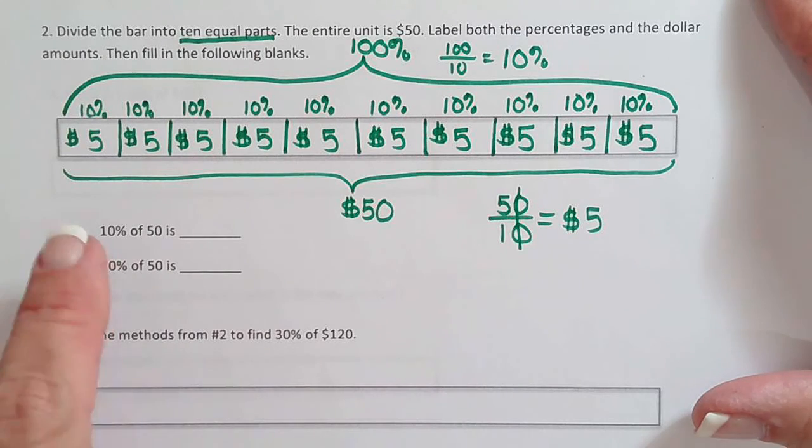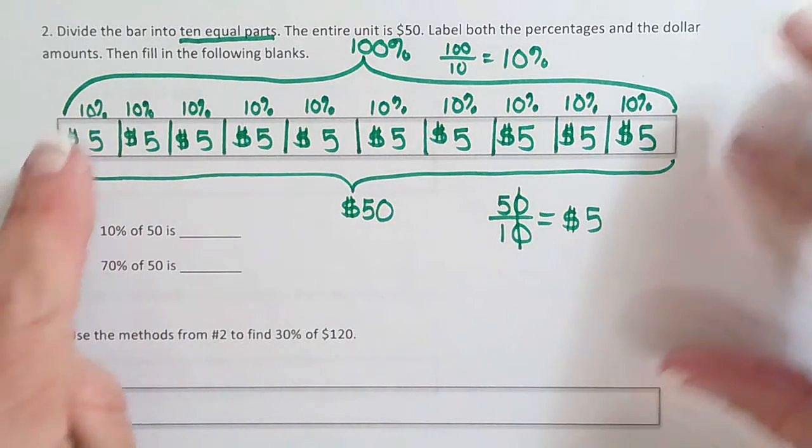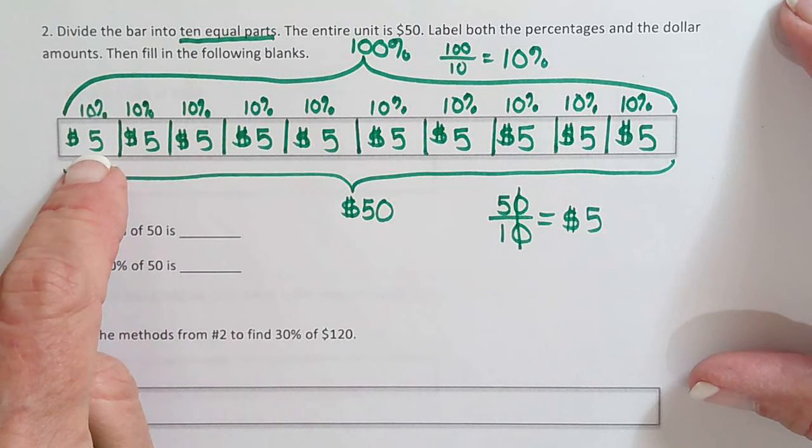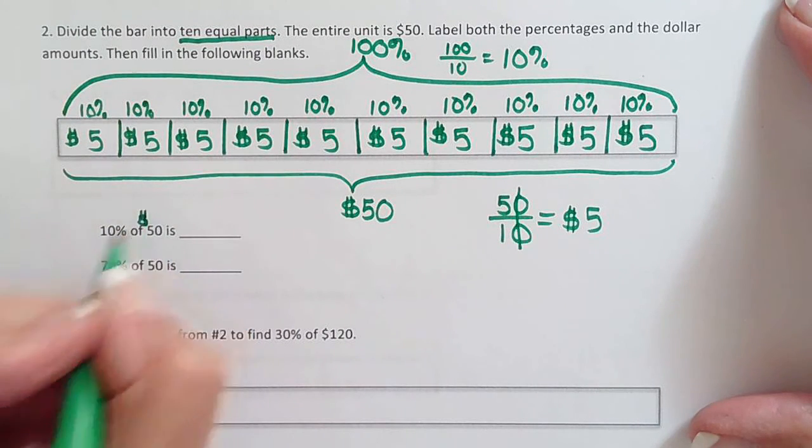So now all we have to do is look at the picture and all of our answers are there. What is 10% of 50? Well, this whole thing's 50. What's 10% of $50? $5. This should have a dollar sign, by the way.